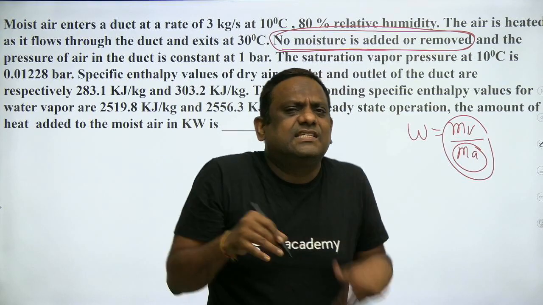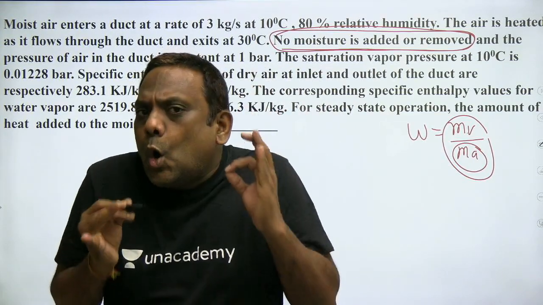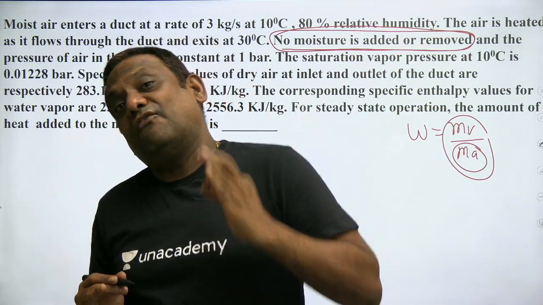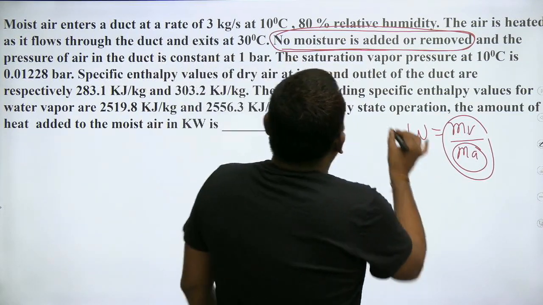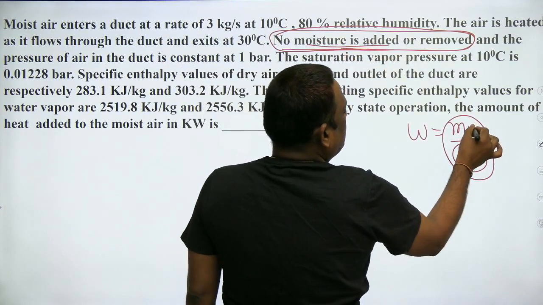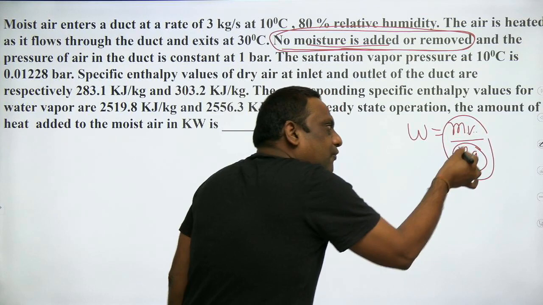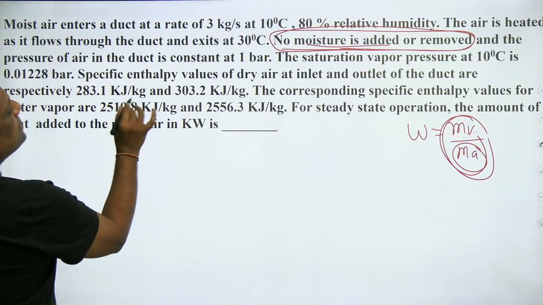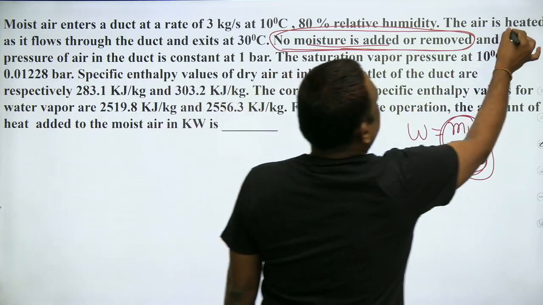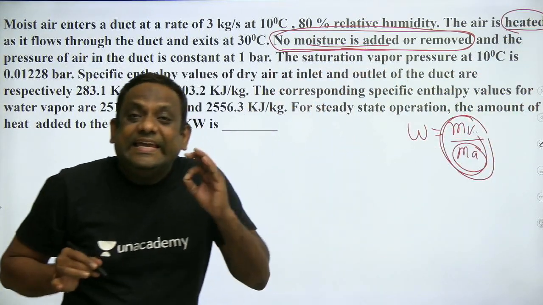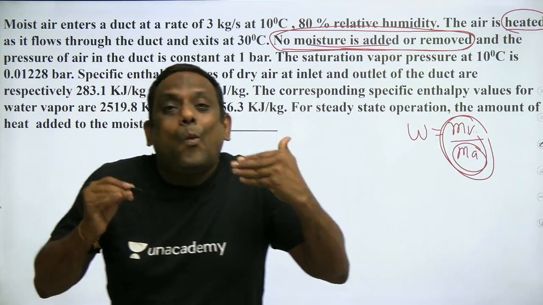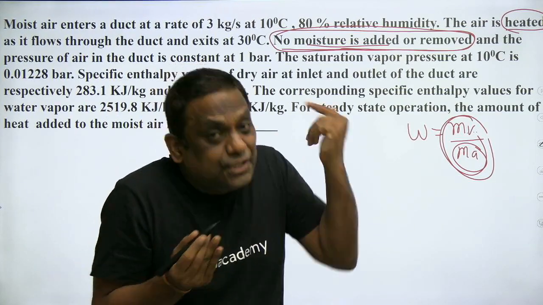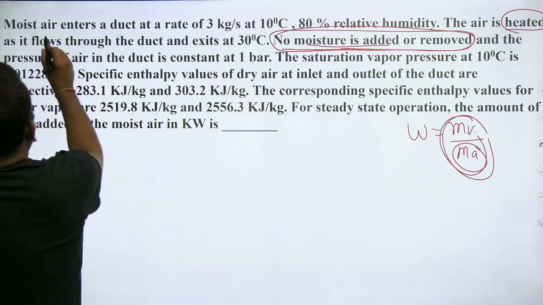Anyway, dry air mass is constant, which is a fixed part. The only variable is what? Mass of vapor. So in this problem, moisture means vapor is neither added nor removed. So therefore, this omega is constant. And moreover, what did he say? It is heated. It is nothing but heating at constant omega. Why is omega constant? Because he only said, I'll read out the question.